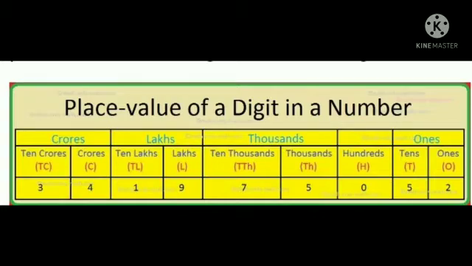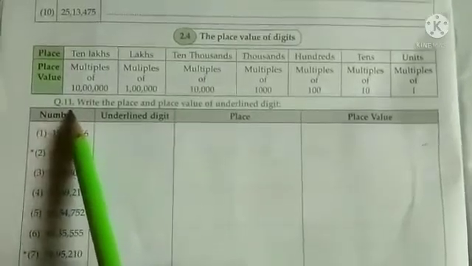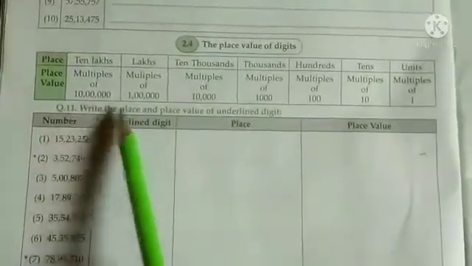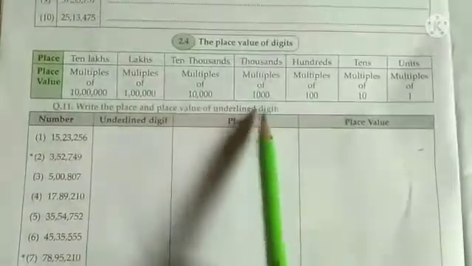Clear? So here each and every number has its place. Understood, students? Each and every number has its own position over here. So whenever a number is given, it means that the digits have their places. Clear, students? Students, question number 11 of your workbook, page number 8. Write the place and place value of underlined digit.